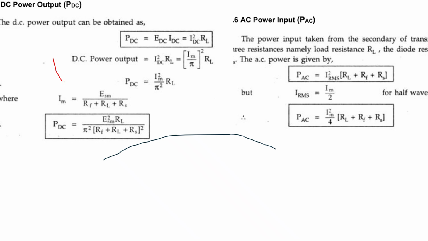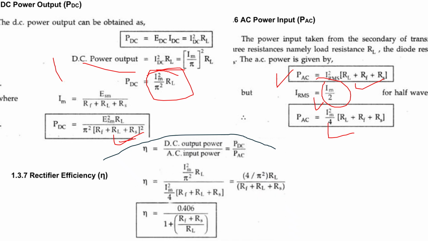So for DC current, we already got Im by pi, so your power will be I square into RL. So this will be your power, and if RL and resistances are there inside in the forward bias, then you can add all those resistances, right? So what will the AC power be? I square R again only. So here I is equal to Im by 2, that is your RMS current. So use this and you will get the power.